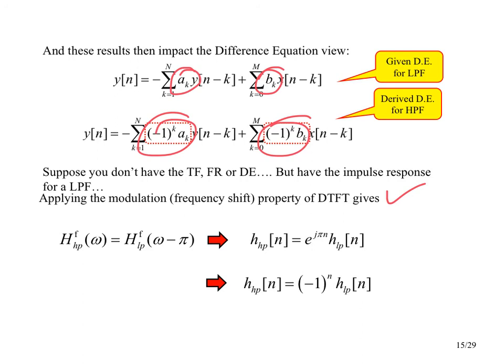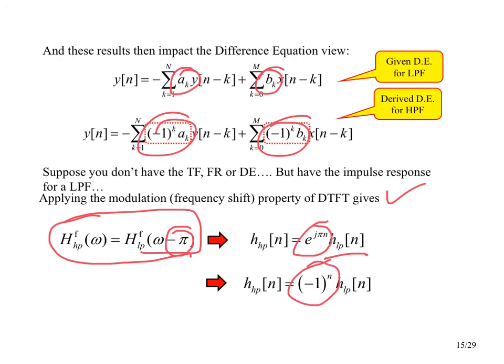If we had an FIR filter and we were implementing it with convolution, we would need to know the impact of this transformation on the impulse response. So we can start from this result, which we already had, and see what impact that has. Well, a frequency shift in the DTFT domain corresponds to modulation, or multiplication by a complex sinusoid of frequency pi in this case. So that means we're going to multiply our low pass impulse response by e^(jπn). But e^(jπn), we've been down that road already. It's just (-1)^n.